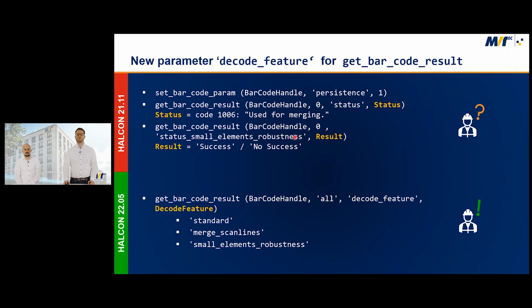And this was very cumbersome to check out before. You'd have to have multiple calls on different operators with status and result and no success, and it was very difficult to find this information. But now you can have the value decode feature and get which decode feature this particular barcode handle was decoded. So standard, merged scan lines, or small element robustness.